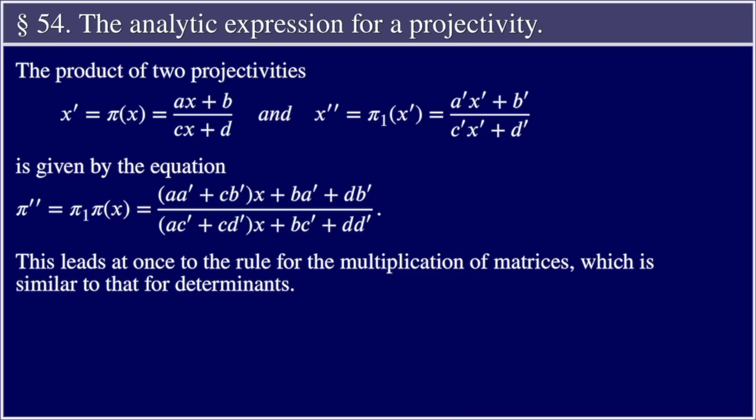is given by the equation x double prime is equal to pi sub 1 pi of x equal to the quantity a prime a plus c b prime times x plus b a prime plus d b prime, all divided by the quantity ac prime plus c d prime x plus b c prime plus d d prime. This leads at once to the rule for multiplication of matrices, which is similar to that for determinants.